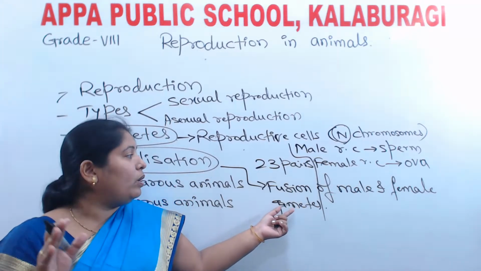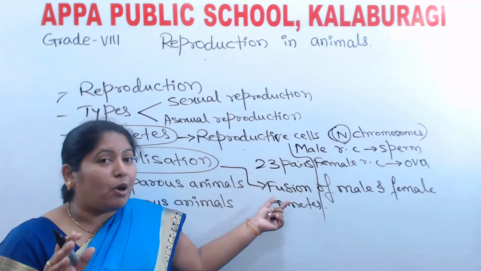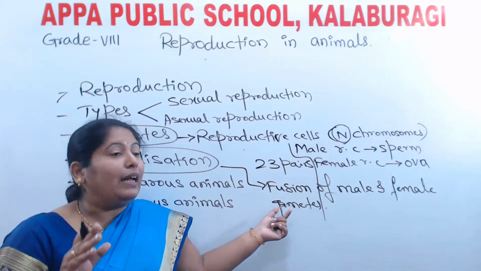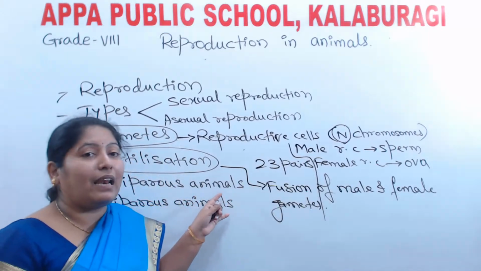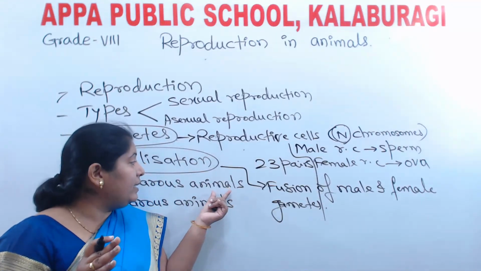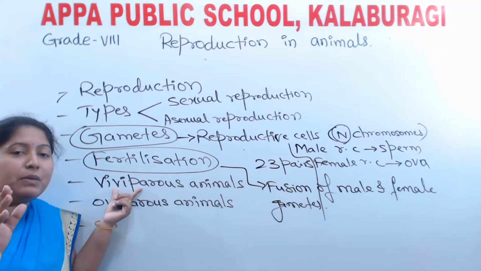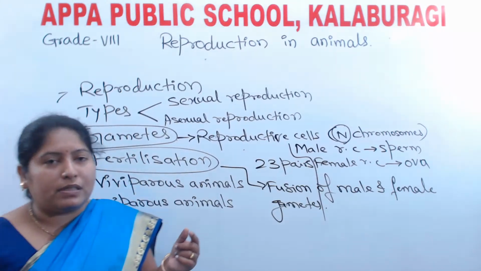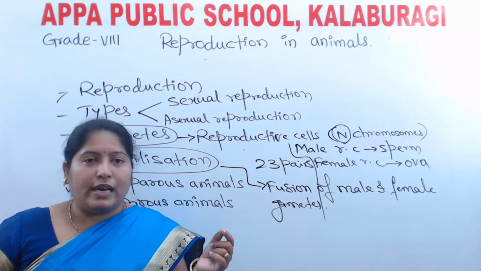It's not necessary. All the organisms are not going to give birth to the young ones directly. Some organisms are going to lay eggs also. That is a different kind of reproduction. That's why we divide living organisms again into two types, depending upon whether they lay an egg, fertilized or unfertilized, or give birth directly to the young ones. The animals which give birth to the young ones directly are called viviparous animals.